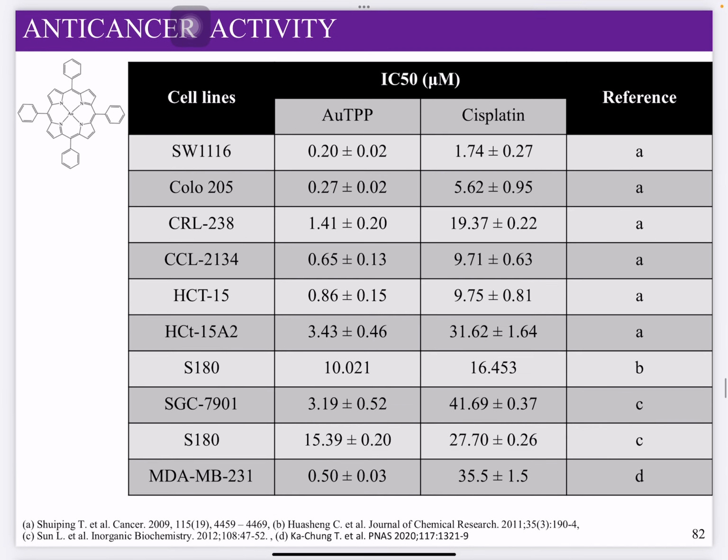For anti-cancer activity, from the previous report, we found that the gold TPP has a high effect on the cancer cell line compared with cisplatin, which has quite a high IC50.